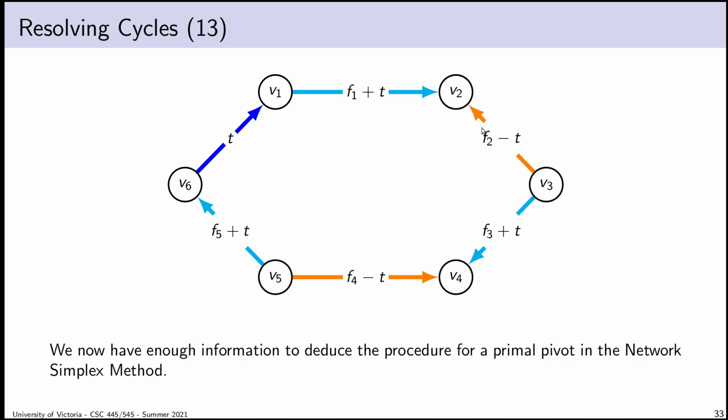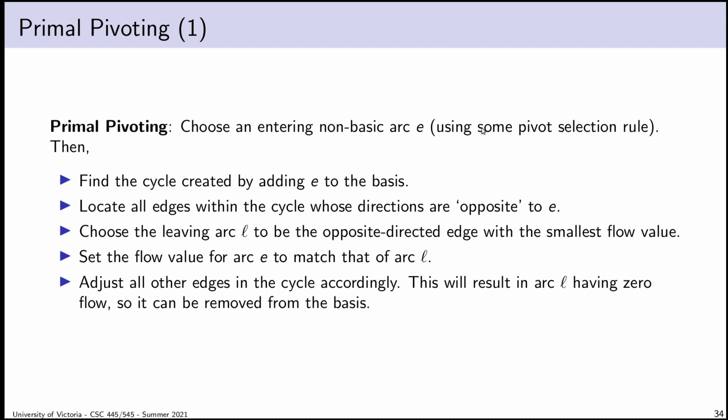Anyway, regardless of which explanation you believe, we do now have enough information to perform some pivots. And so here is the procedure that we just derived. First, choose an entering arc, and we don't care how we're doing that right now. We just use some pivot selection rule.